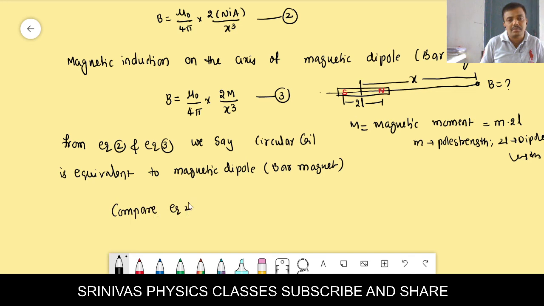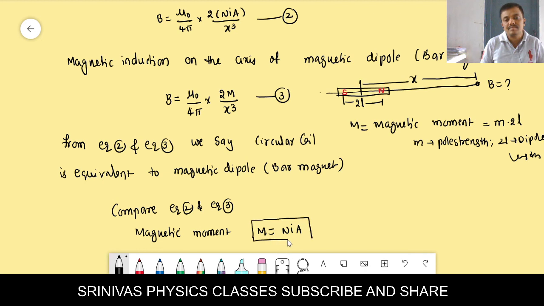Compare equation 2 and equation 3. When you compare them, mu naught by 4 pi is there, mu naught by 4 pi is there, 2 is there. Capital M, what is capital M? Capital M is replaced with NIA. That means when you compare equations 2 and 3, the magnetic moment capital M we will get as NIA. Understood? Clear? This is the magnetic moment. A circular coil behaves like a magnet and its magnetic moment is NIA.